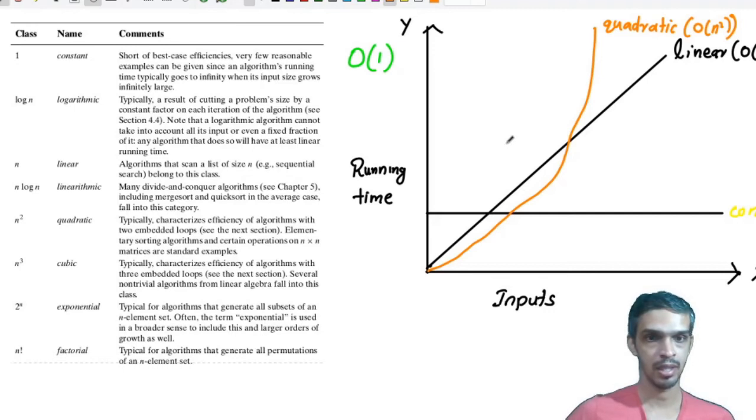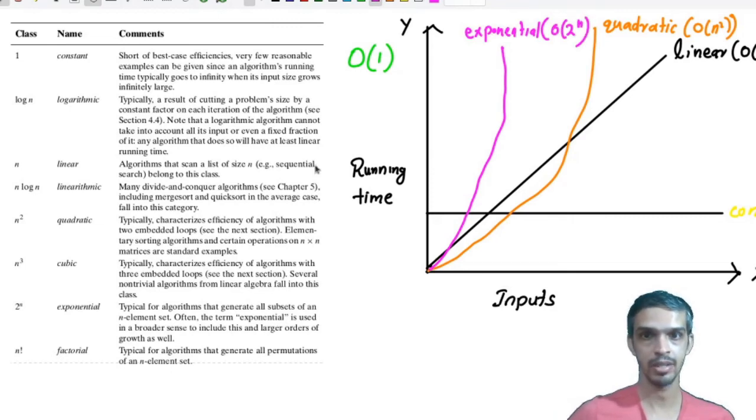Then there is something called exponential, which increases much faster. So these are not preferred types of algorithms. Exponential, order of 2 raised to n.